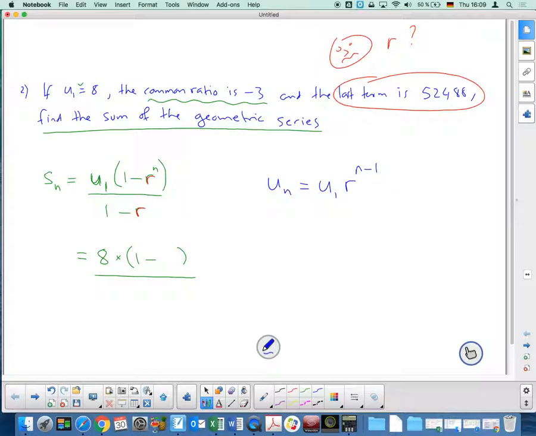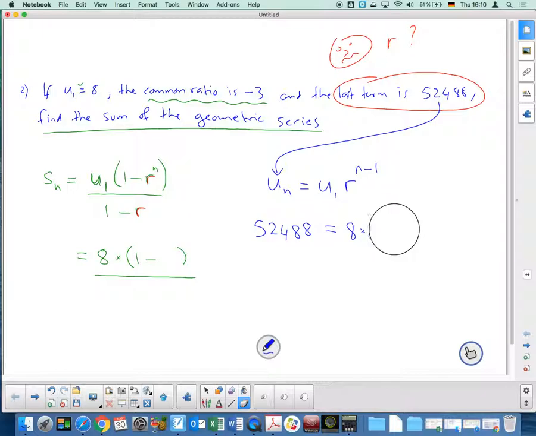I know that this number in here, which is the last number, 52488, must equal, and I can substitute things in here, the first number, which was 8, multiplied by, oh, I still don't know that common ratio, and I still don't know how many terms I've got. Did they tell me at all there? Oh, yeah, well, wait, no, they do tell me the common ratio. Take that back. I know what the common ratio is.